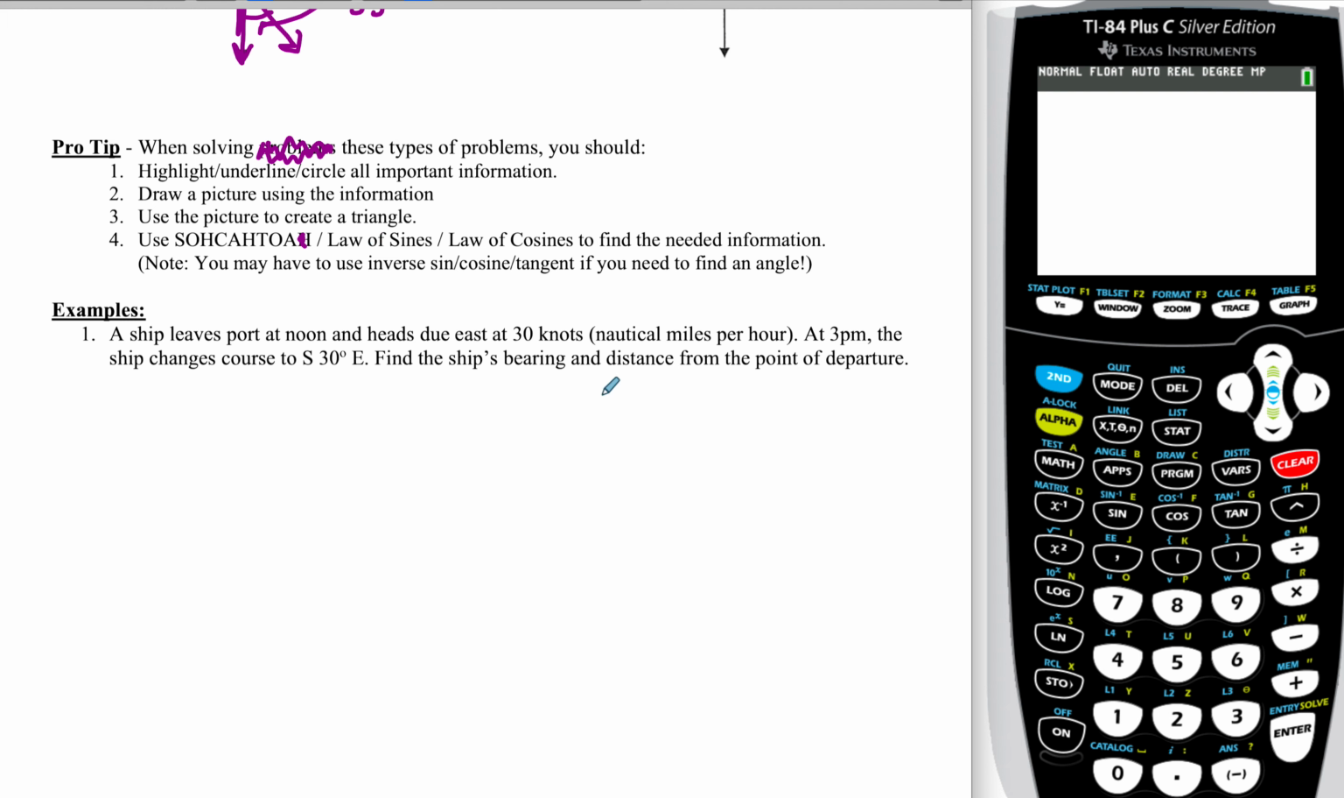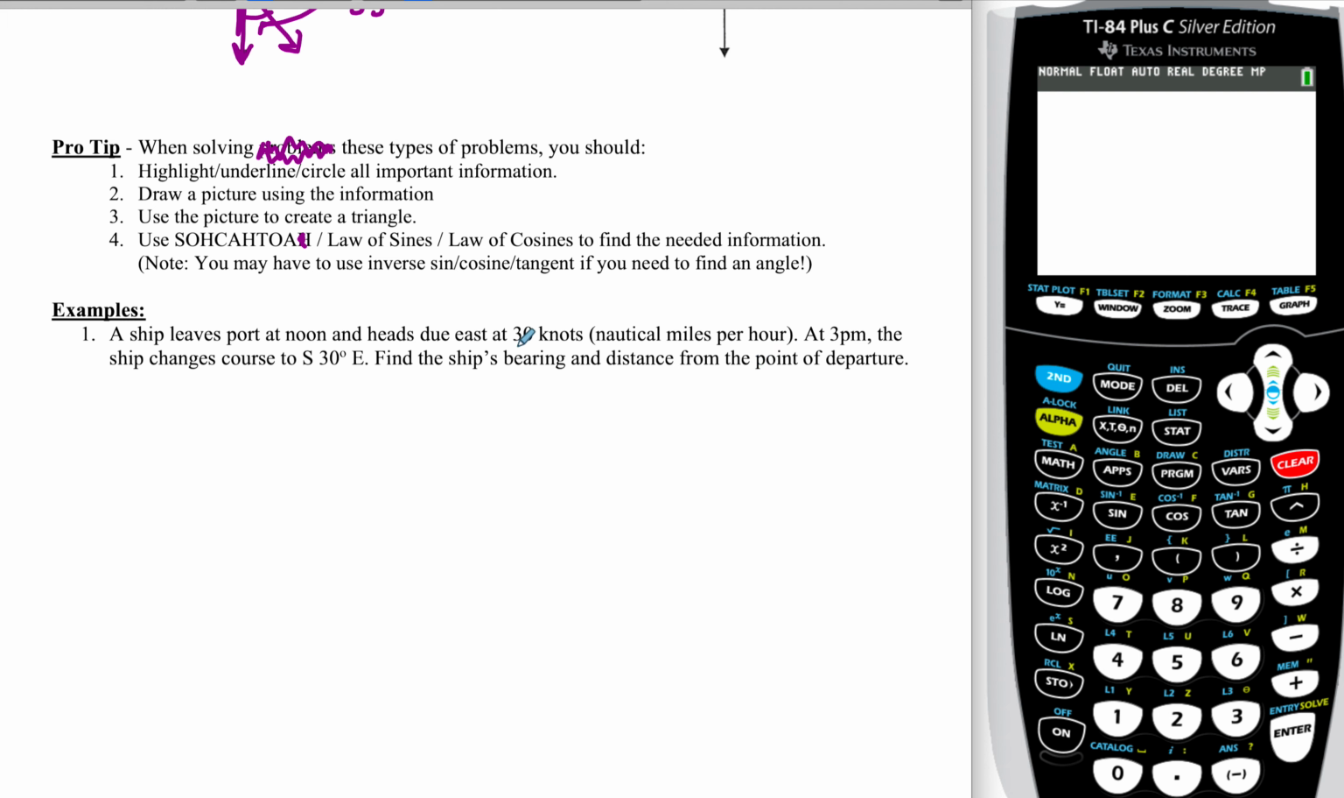Okay, so here's my first example. A ship leaves port at noon and heads due east at 30 knots, which we need to know that's nautical miles per hour. Okay, at 3 p.m., the ship changes course to south 30 degrees east. Find the ship's bearing and distance from the port of departure, or the point of departure, either way.